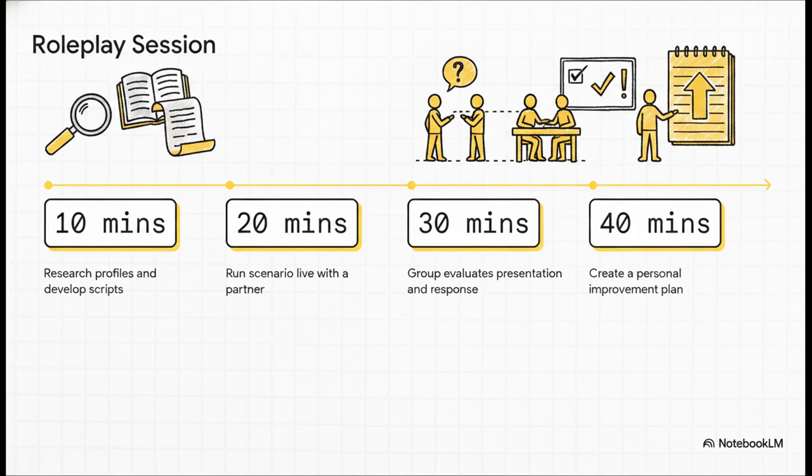First, preparation. You research the persona, write the scripts. Second, practice. Run the scenario live with a partner. Third, feedback. The group evaluates how you delivered the ask. And finally, reflection. Take that feedback and map out a personal improvement plan.